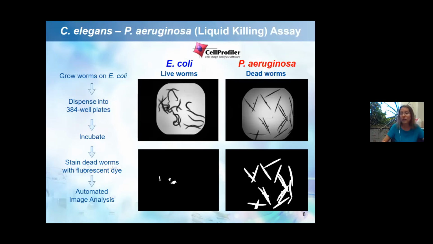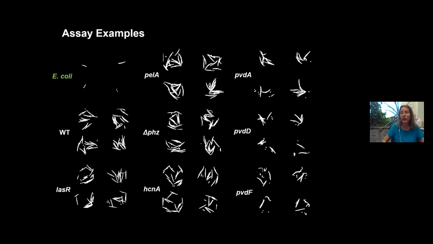After we developed this liquid assay, we wanted to know which virulence mechanisms play a role in the host killing. So we analyzed a number of usual suspects. Here you see worms treated with E. coli, and each well has an identical number of worms, but you can only see dead fluorescent ones. Here they're alive. With wild type Pseudomonas, pretty much all of them are dead.